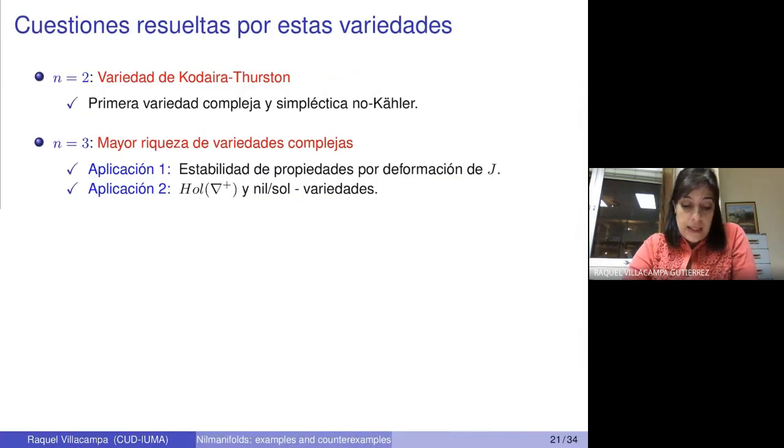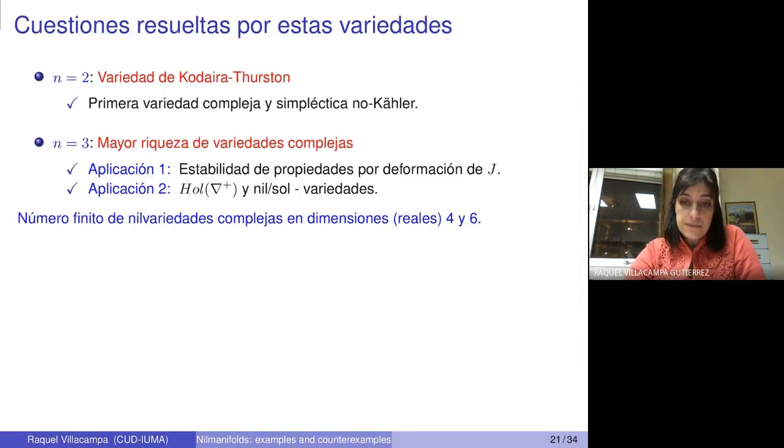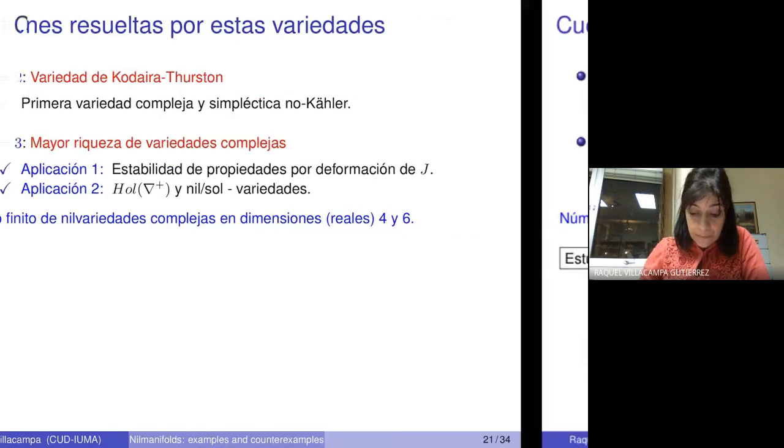Okay, so we have obtained some applications for small dimensions in nilmanifolds, complex dimension 2 and 3, real dimensions 4 and 6. So let us move to complex dimension 4. Observe that in these small cases, we only have a finite number of nilmanifolds.